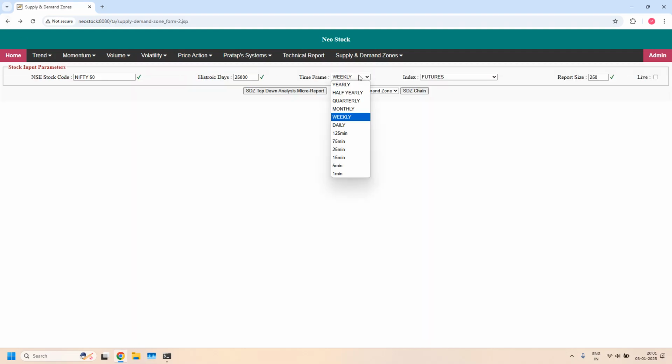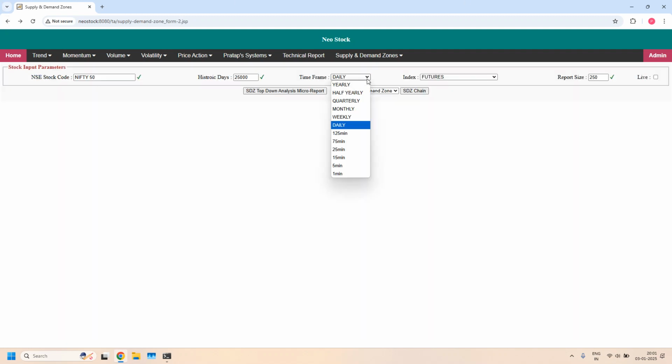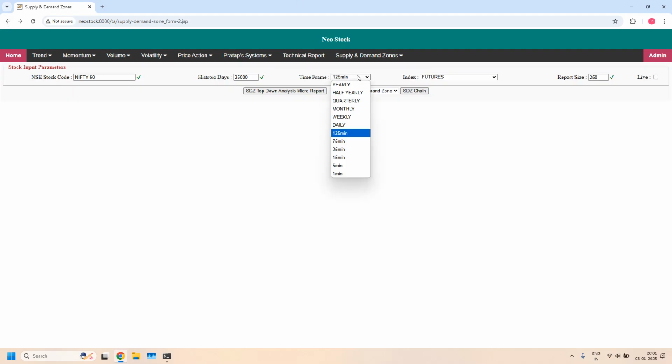Next, daily supply demand zone chain for NIFTY. Next, 125 minutes supply demand zone chain for NIFTY. Next, 75 minutes supply demand zone chain for NIFTY.